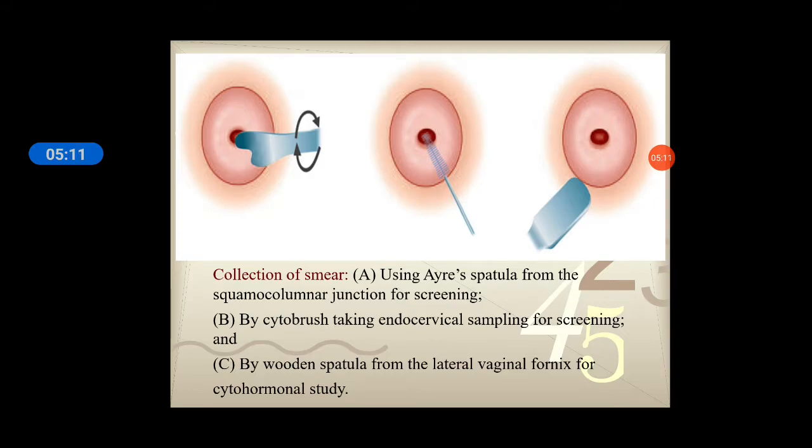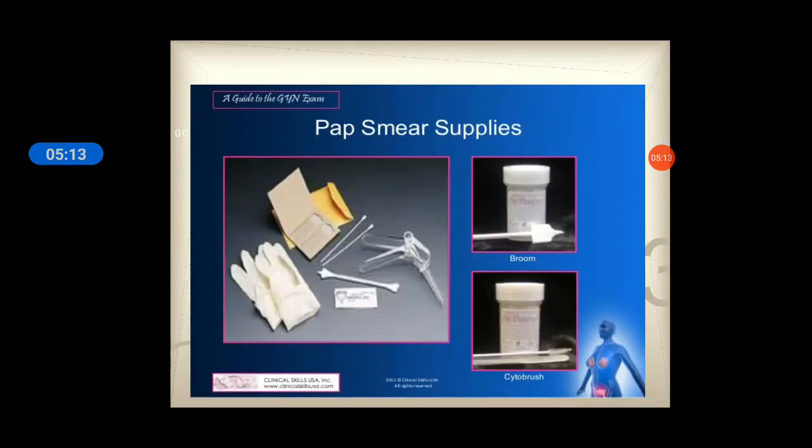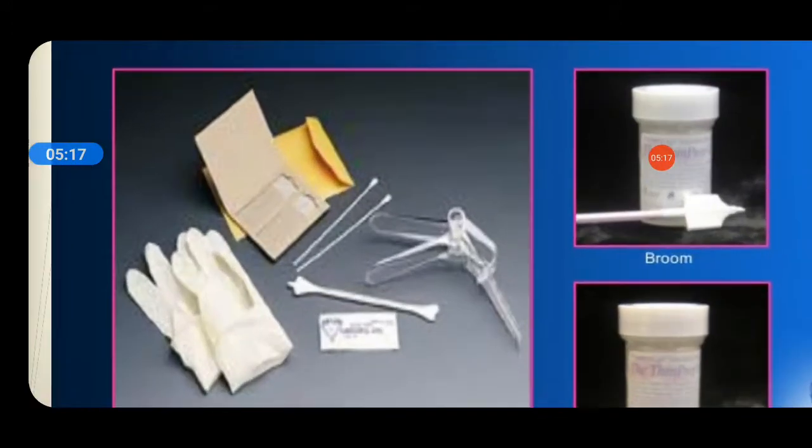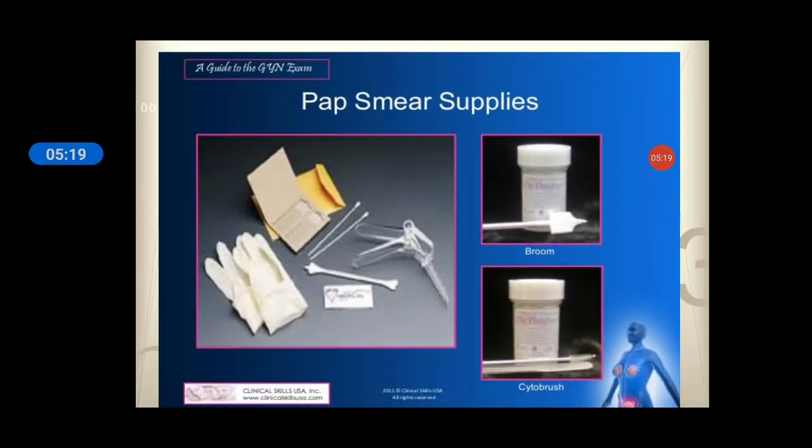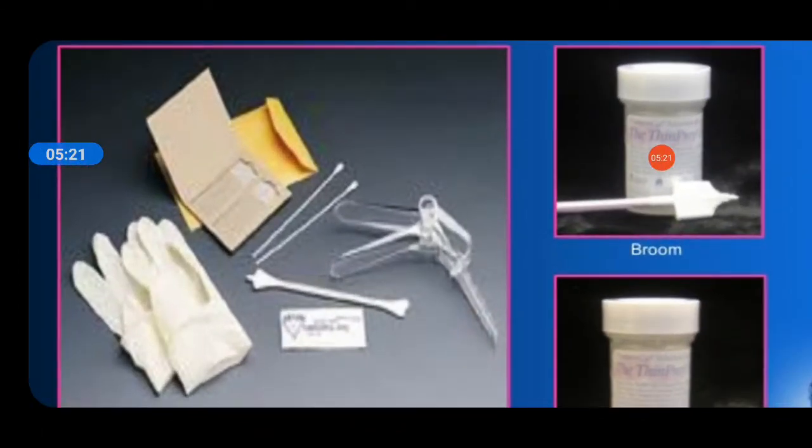So before starting this method, I'll explain you about the kit. See, this is the pap smear kit. What it contains is the pap smear supplies. Before collection of the sample for pap smear, all these things should be kept ready. First is the Cusco speculum, and then a pap smear kit.